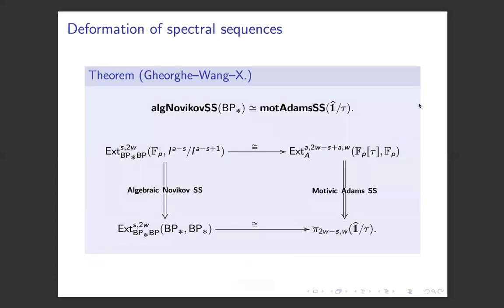And so Gregory, Wang, and myself, we proved that this deformation actually gave us an isomorphism of spectral sequences. So Dan Isaksen proved that the two abutments are isomorphic. One is this two-cell complex with the bigraded homotopy groups. One is just the classical Adams-Novikov E2 page. So earlier I mentioned there's the algebraic Novikov spectral sequence that converges to here. And we also have a motivic Adams spectral sequence that converges to the two-cell complex.